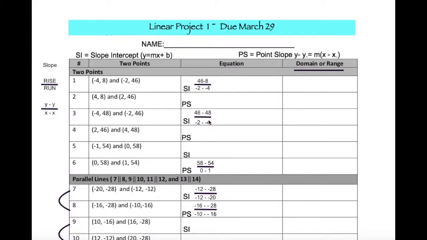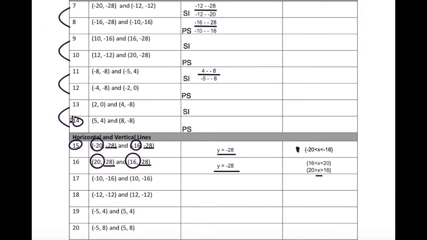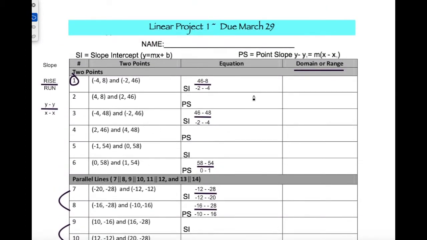My next suggestion for you on the Linear Project 1 is to go through and find all of the slopes for lines 1 through 14. And so I've already typed in a few here. Remember that slope is defined as rise over run, or the change in y over the change in x. And we can go through on a coordinate plane and plot these 2 points and count up and count over to find out what the slope is.